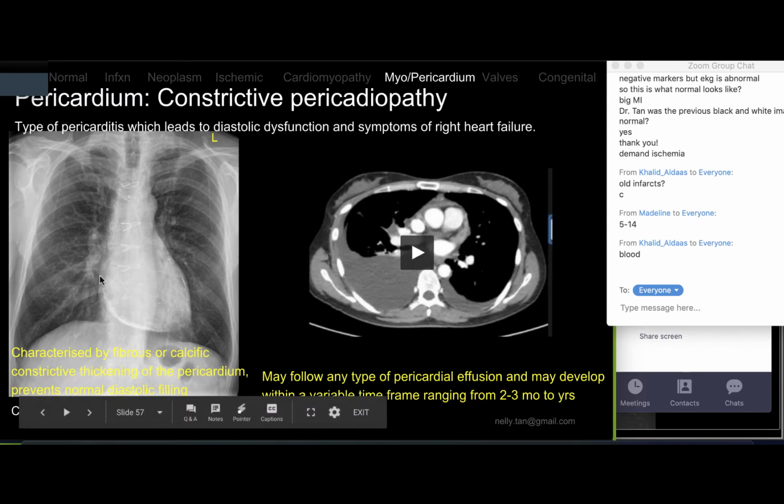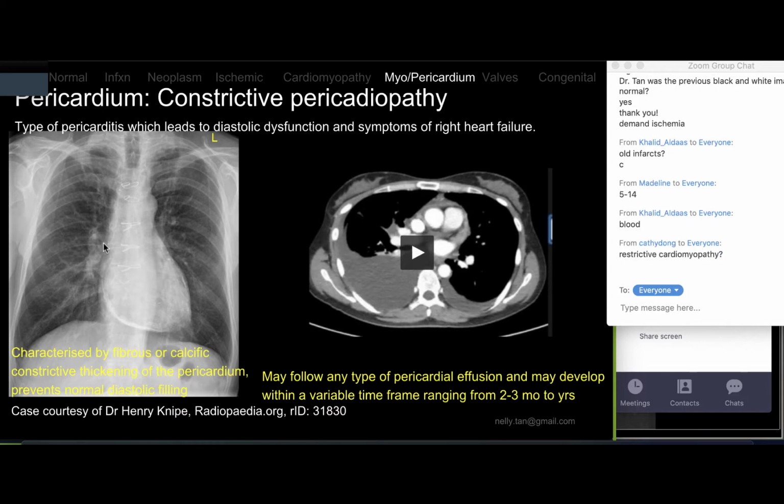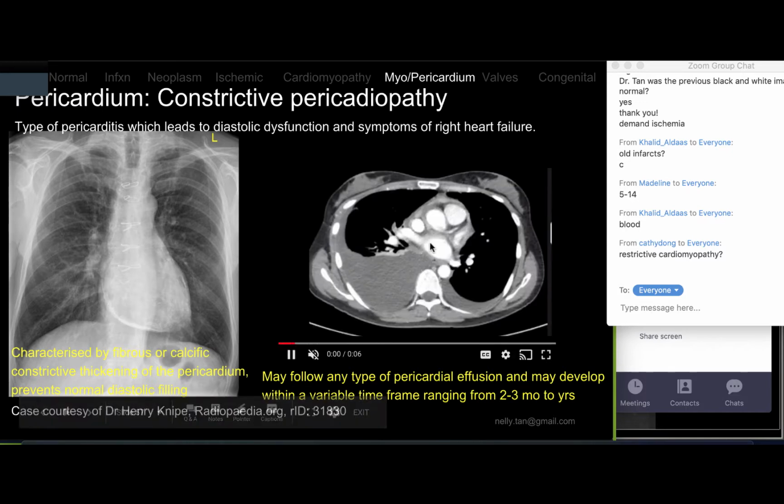Here, what do you think about the pericardium on the chest radiograph? Normal, abnormal? Restrictive cardiomyopathy, yeah. Why do you say restrictive cardiomyopathy? What are you seeing that is clueing you into that diagnosis? Yeah, there's extensive heavy calcification along the pericardium.